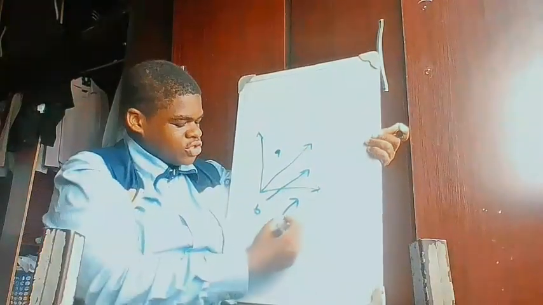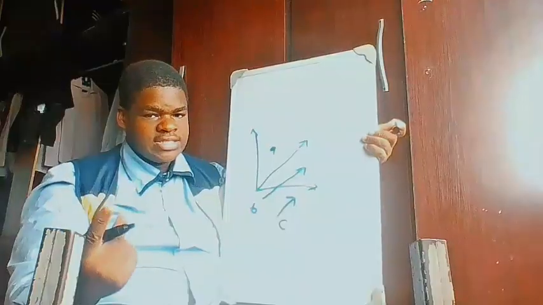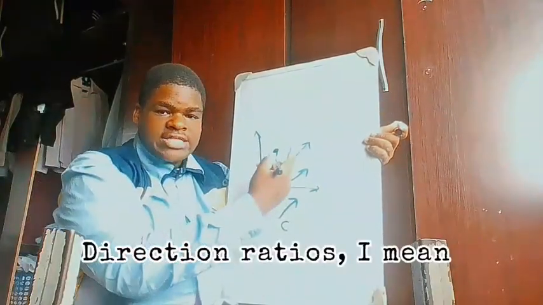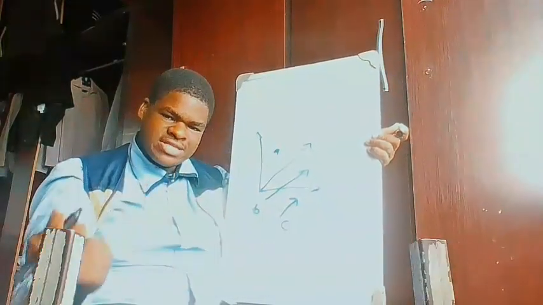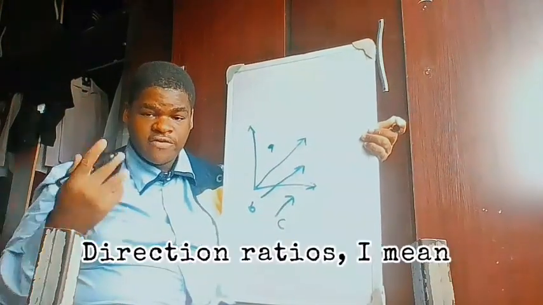And vector B is also not equal to vector C because their magnitudes are different, but their directions are the same. So their direction cosines are the same. No, they're not really the same because there are infinitely many direction ratios for a particular vector.